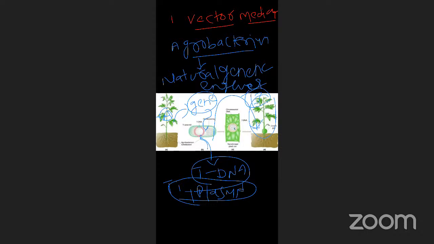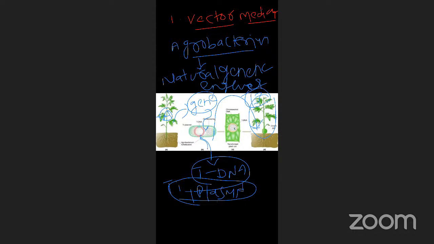Flowering. Desired character expressed in another plant. Is it clear? This is vector mediated. What is the vector here? The vector is Ti plasmid. Okay.